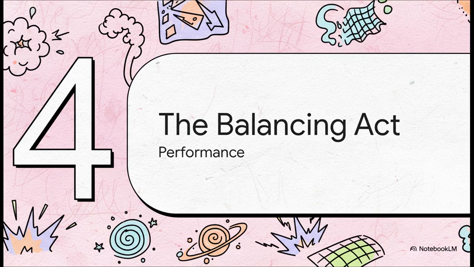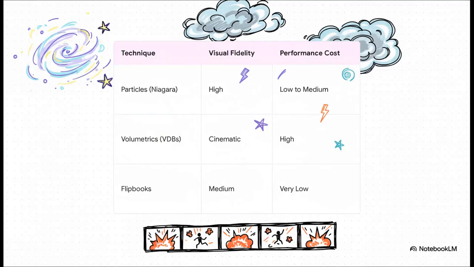It is this constant, delicate balancing act between making something look absolutely mind-blowing and making sure the game can actually run smoothly for the player. Yeah, this table just lays out the trade-offs perfectly. With Niagara particles, you get really high visual quality for a pretty reasonable performance cost. Volumetric VDBs, they give you that top-tier cinematic look, but the cost is high, which is why you usually see them in cutscenes. And Flipbooks, they give you a solid medium level of detail for a very low cost, making them the perfect tool for optimizing effects all over a game.